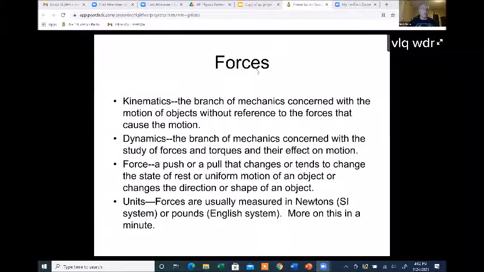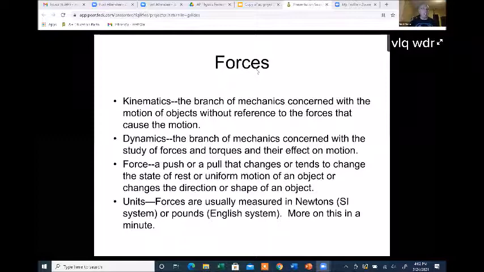So force is very simply any push or pull that can change the state of rest or the motion of an object. You guys know that in the SI system, what we usually call the metric system, we measure forces in newtons. And in the English system, we measure them in pounds. We're going to use newtons, though, in this course almost exclusively.